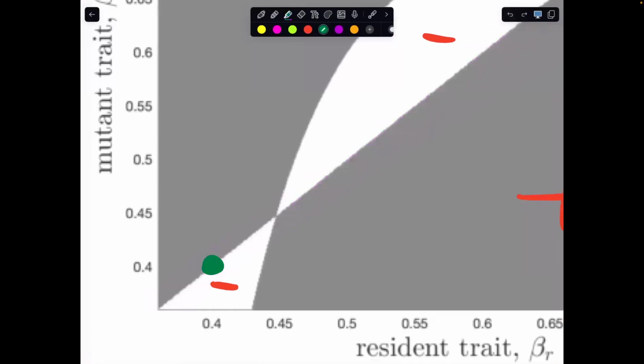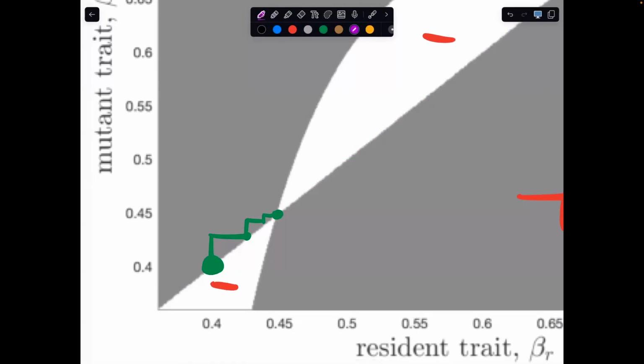So suppose we have a mutant that has a slightly lower trait. It has negative invasion fitness, so it can't invade. If it has a slightly higher trait value, it has positive invasion fitness, so it can invade, and it replaces our current resident. Let's repeat this process, and eventually you'll staircase into this singular strategy here. Okay? Key thing is what happens when we get there.